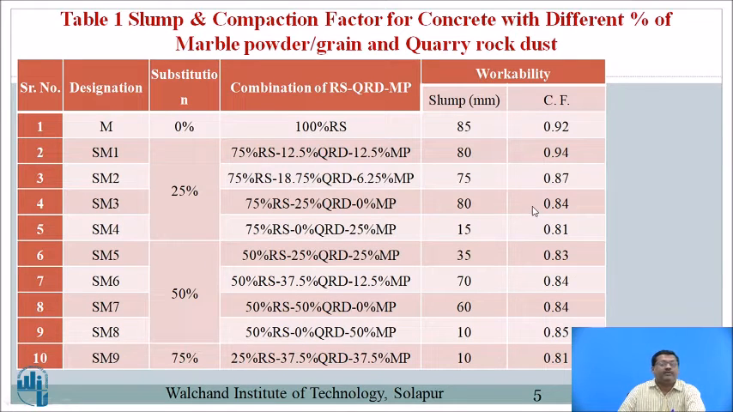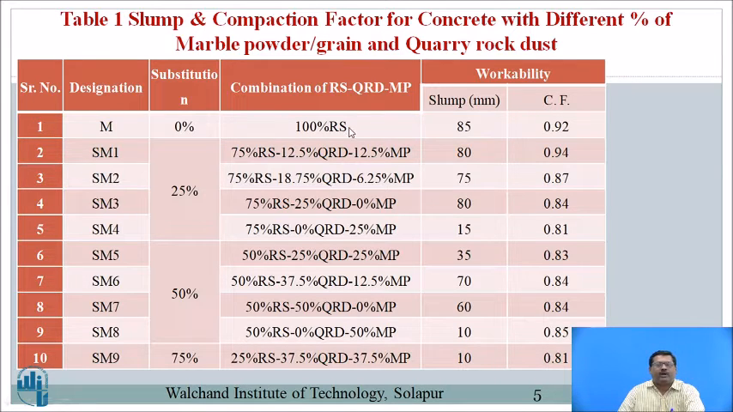Okay, now the table which is showing here is the table 1, in which slump and compaction factor of the concrete with different percentage of marble powder and quarry rock dust are explained. Now already I have explained you this 10 mixes, and the designation of the mix is SM 1, 2, 3, 4, 5, 6. SM means in which substitution is made, that's why it is substituted mix. M is the mix in which only 100% river sand is used. Okay, now let us see what are the results for fresh concrete results. So slump and compaction factor test both are conducted, and their results are noted here.